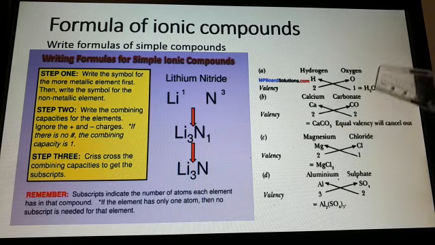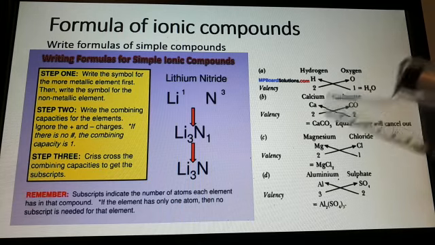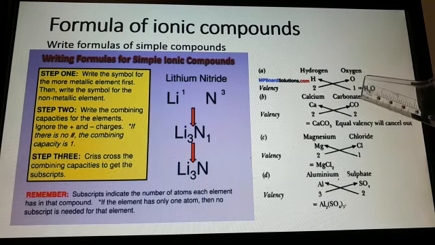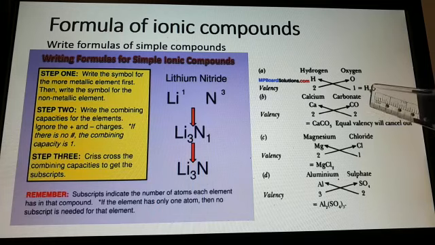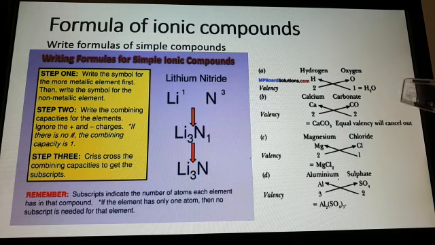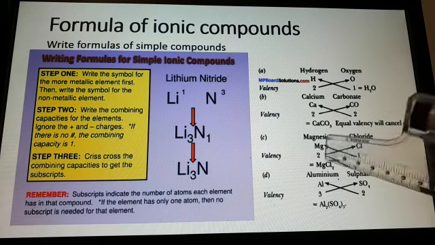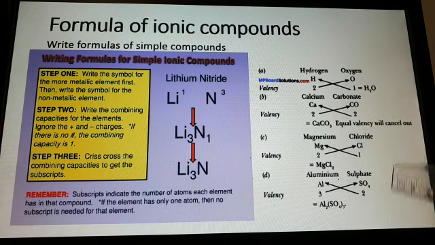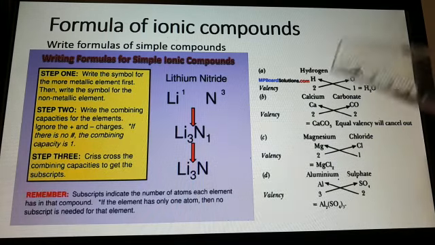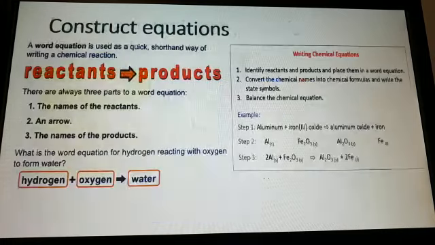Then calcium carbonate. The valency of carbon is 2, carbon monoxide is CO. And here equal valencies will cancel out. See, here it is 2, here equal valencies will cancel out. Magnesium chloride, aluminium sulfate. This way we have to write the simple formula.